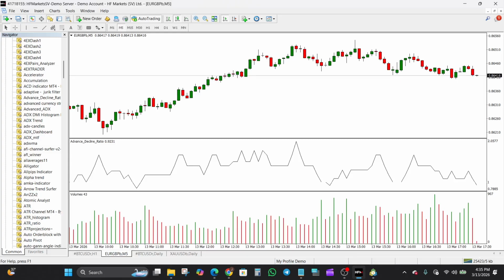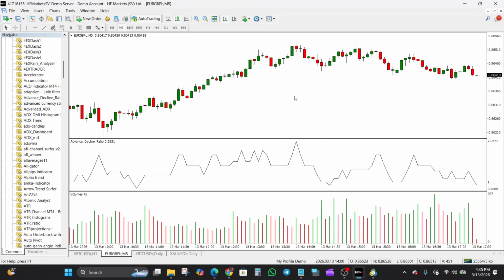Now the second step is to confirm market trends. All right, market internals can help traders confirm whether a trend has strong participation. For example, strong breadth may support an ongoing trend. And then thirdly, you need to identify potential reversals, right? Divergences between price and market internals may sometimes indicate weakening momentum.